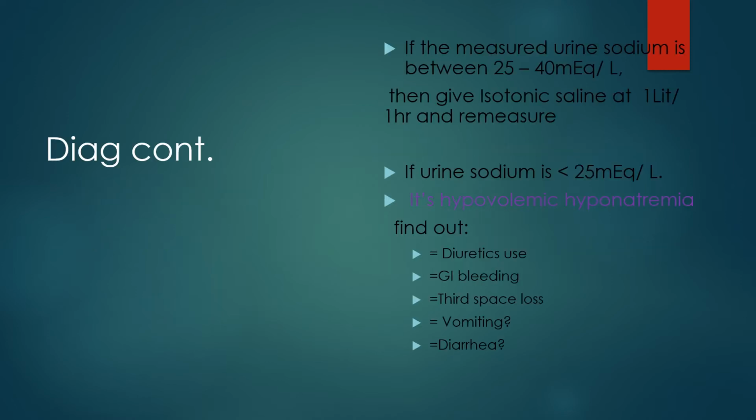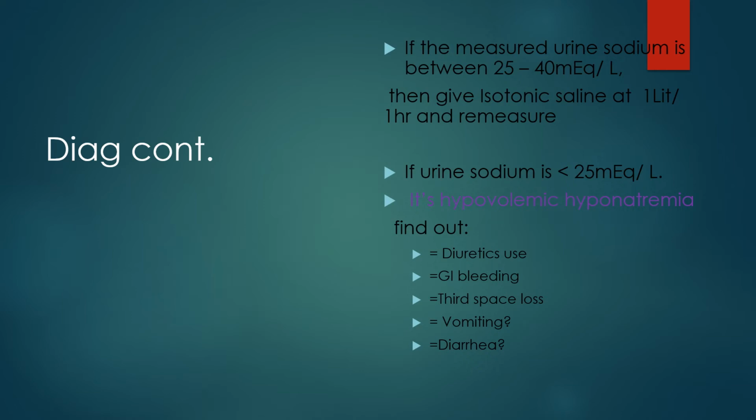If the measured urine sodium is between 25 to 40 milliequivalent per liter, then we will do something different. We will give isotonic saline at 1 liter per hour and then remeasure the urine sodium. If after that 1 liter per hour of isotonic saline, the urine sodium is less than 25 milliequivalent per liter, the diagnosis is hypovolemic hyponatremia.